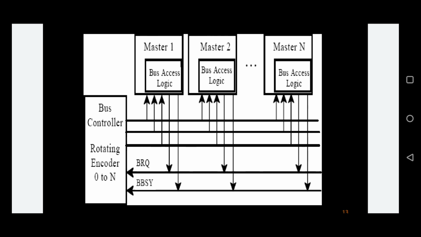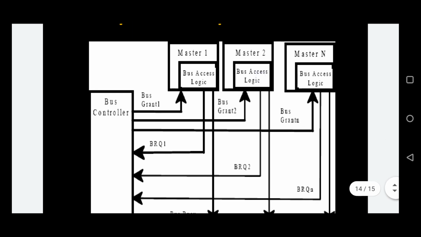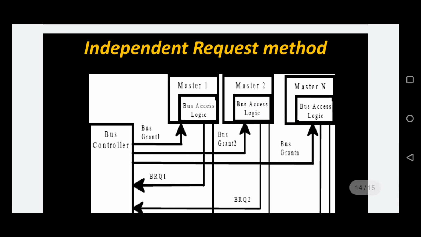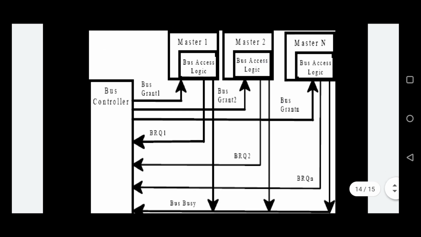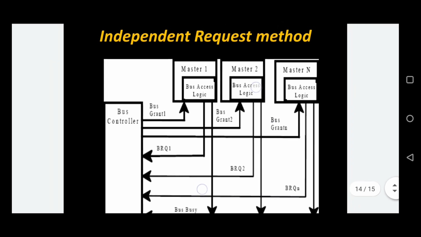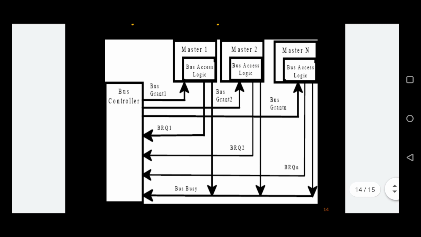And the third method is called the independent request method. Here, the bus controller and the master are connected by a pair of lines, that is, a pair of signals. The first signal is bus grant, given by the bus controller, and BRQ is the bus request, given by the master.